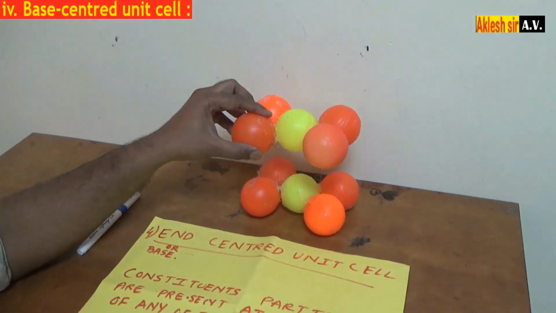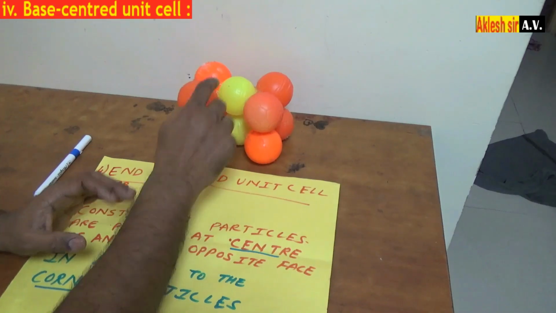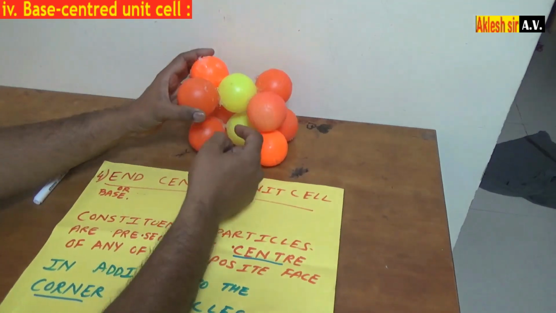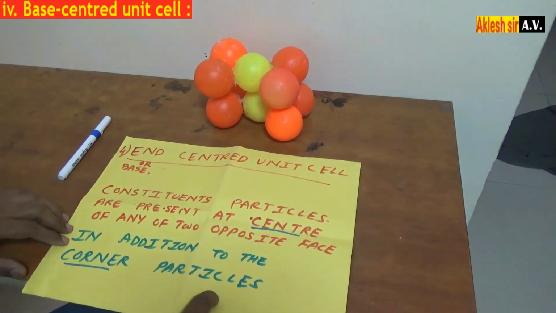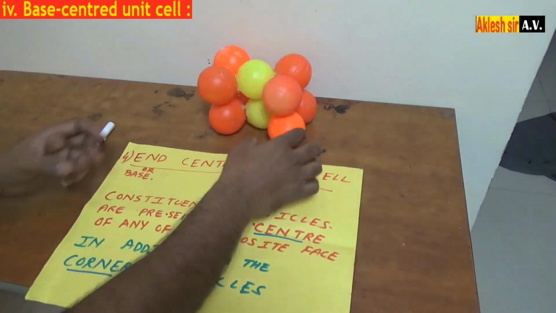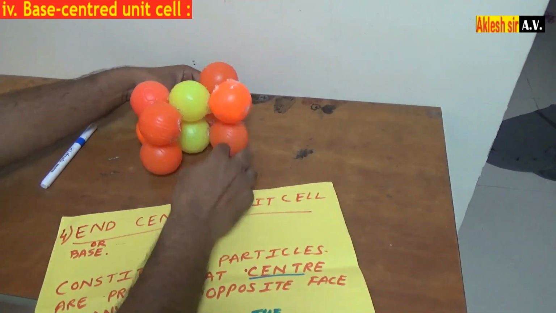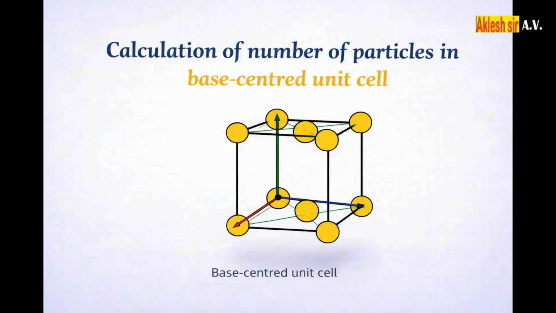So what I will do, I will place here like this. Of the two opposite faces, this is one face, one atom, this is another face, and this is opposite to each other. Okay, and in addition to the corner particles, there are 8 atoms present at the 8 corners. 1, 2, 3, 4, 5, 6 and 7, 8.